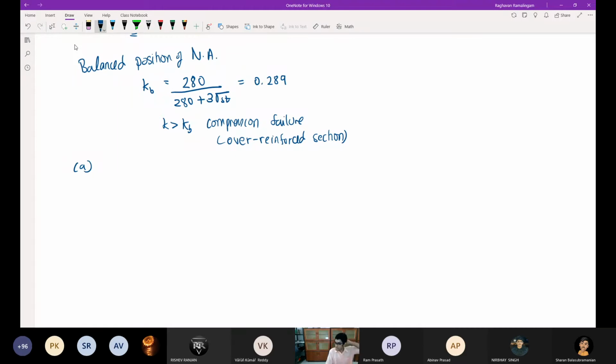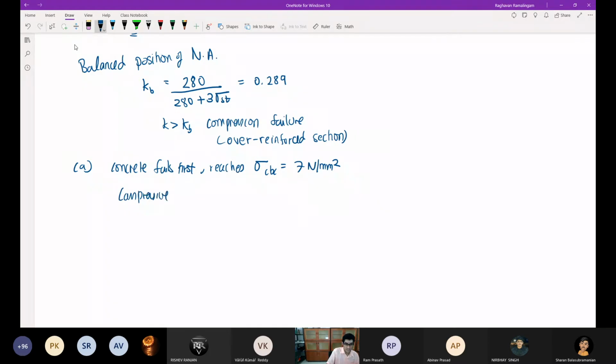Now, compression failure means which fails first? Concrete, sir. Concrete fails first if it's compression failure, and reaches its permissible capacity, or reaches sigma CBC, which is nothing but 7 Newton per mm square. According to the working stress method, this is what we define as the maximum permissible capacity of bending in concrete. So therefore, we have this and we can find out the compressive force.